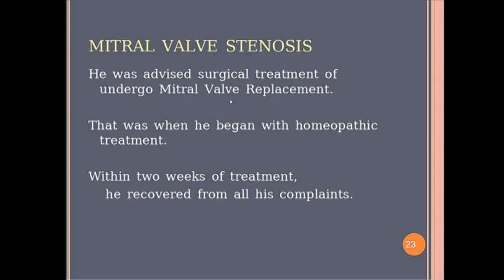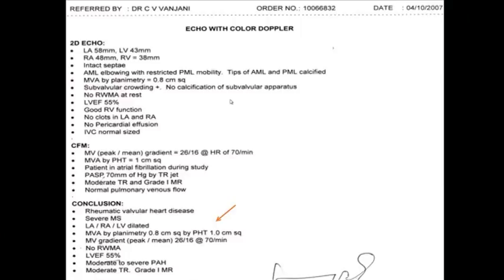We started homeopathic treatment, and within 2 weeks, he recovered from his complaints. This was the echo, which was done on 4/10/2007, and the mitral valve aperture showed 0.8 square centimeter. This was the time when the patient was advised to undergo mitral valve replacement. We see that in 2 weeks' time, the patient was free of paroxysmal nocturnal dyspnea, no hemoptysis.